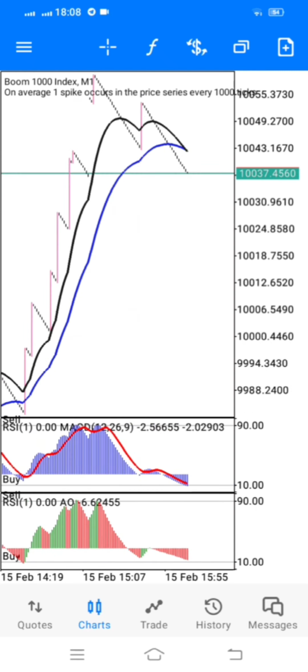Okay, so here we can see a clear crossover happening. So we're going to go ahead and we're going to take that sell. And then we're going to hold it for 20 to 30 candles.